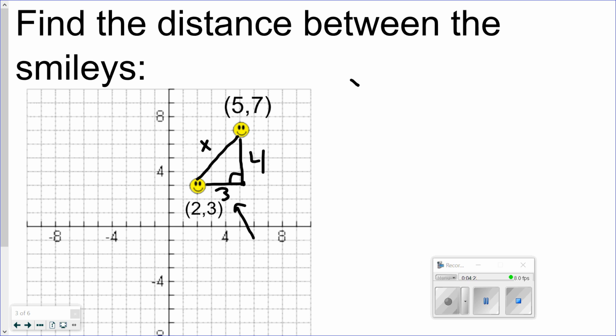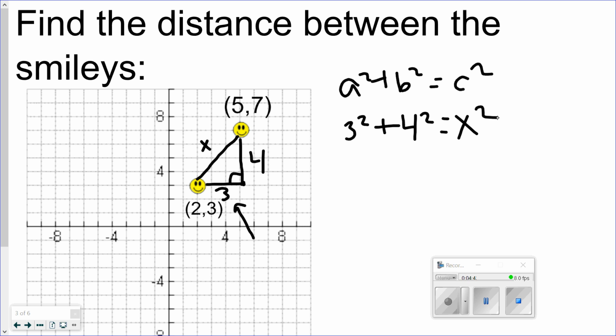So A squared plus B squared is equal to C squared. I will call 3 A, so 3 squared, plus I'll call 4 B, so 4 squared is equal to, and X has to be C.